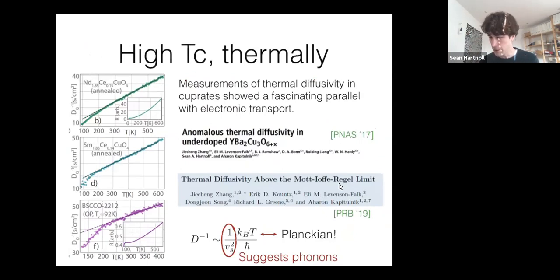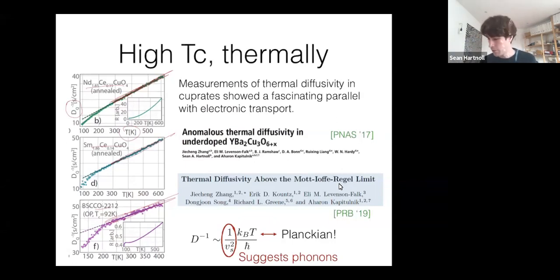So this is the inverse diffusivity again. So it's like the resistivity, but for heat. It's like the thermal resistivity, if you like, roughly. And this is temperature. These are several cuprates. Doesn't matter too much for right now. And at high temperature, it has this nice linear regime again. So this is completely analogous to the linear resistivity, but now it's for heat.